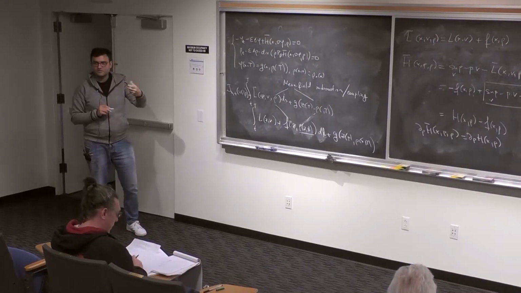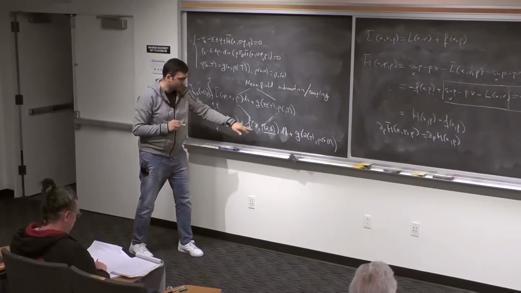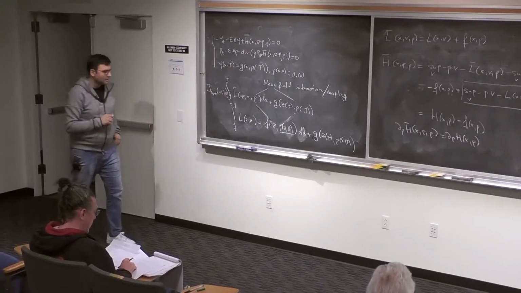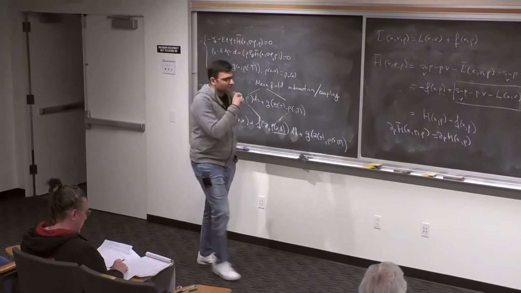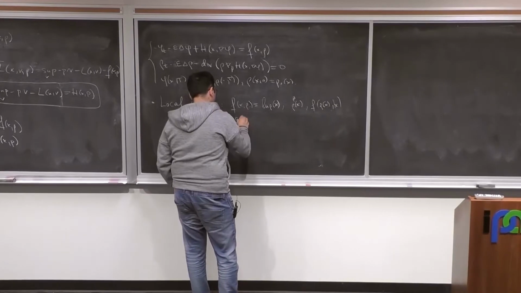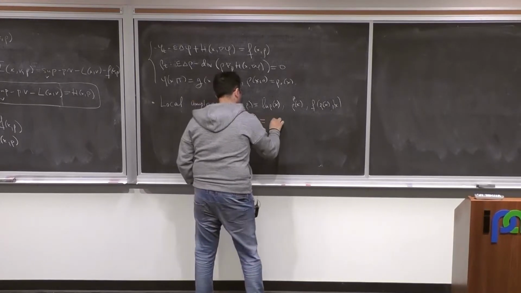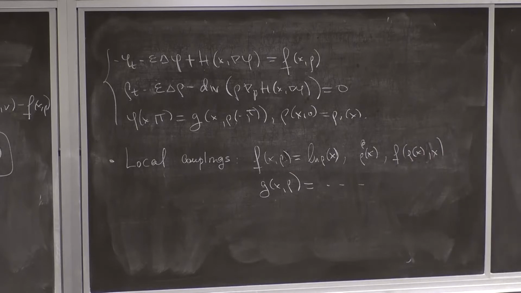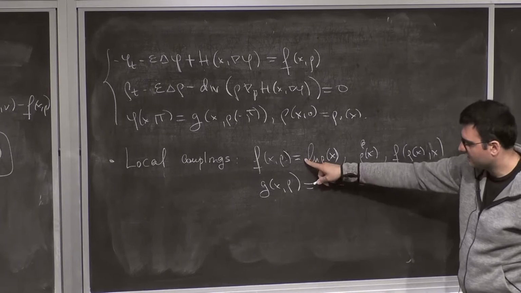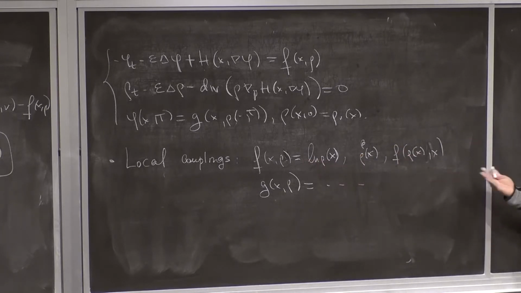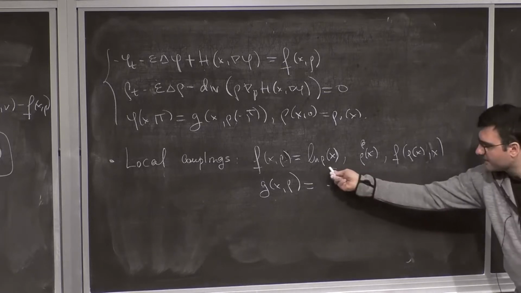So that's why it's called the local coupling, because it only depends on the position there. And the same comments also apply to the terminal cost or the terminal coupling. So we can have the same kind of choices: logarithms, coefficients, powers, this type of thing. So any function of the density.